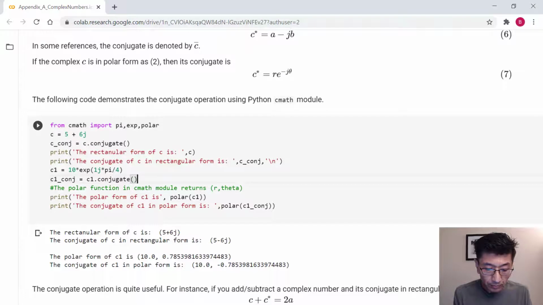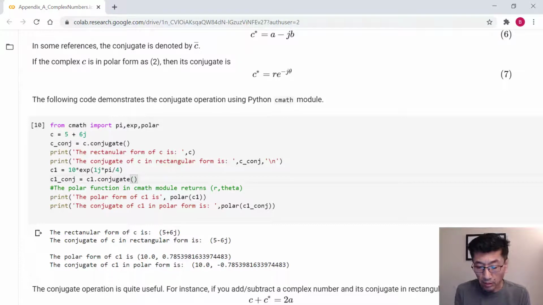Right? For the polar form, I give another example called C1. The polar form is 10 times e to the power of 1j pi over 4. And its conjugate uses the same method. The conjugate in polar form, which I printed here, has a phase angle that is just the opposite, right?